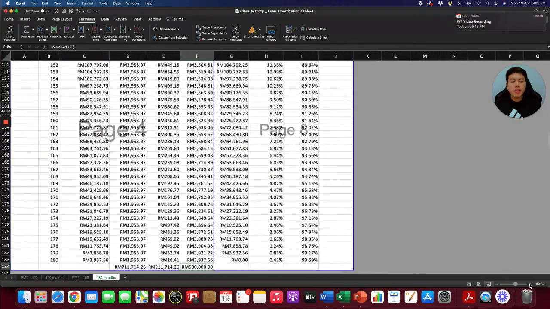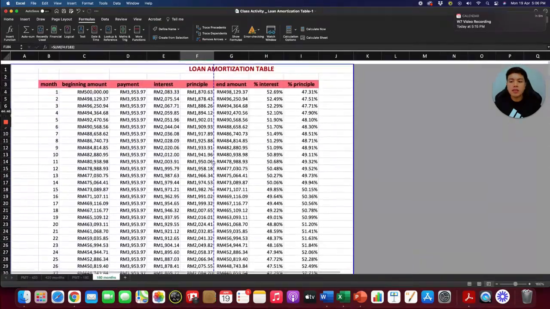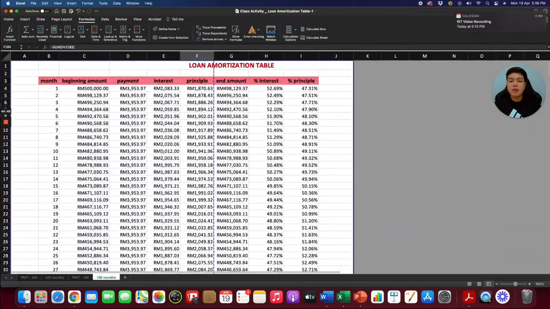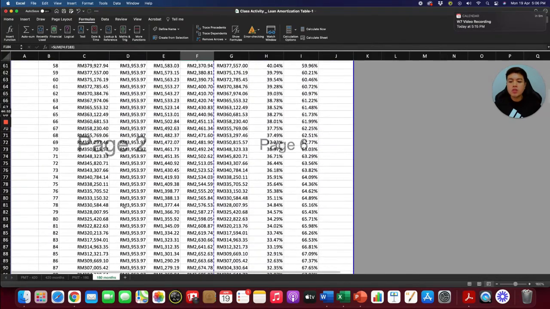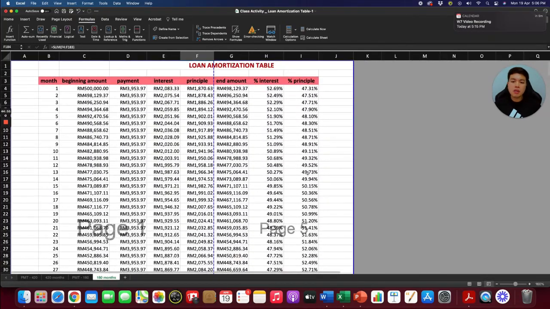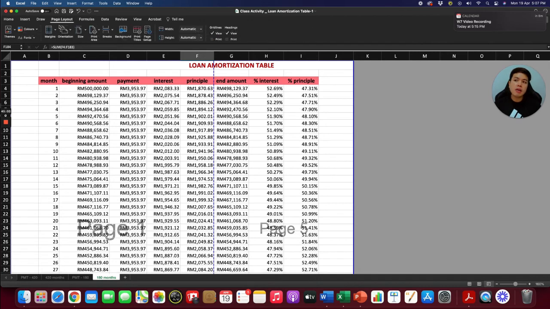If you click it, this is how your printing will be looking, okay? Page number 1, page number 2. So it is not beautiful, because you want it to be on the same page. So what you can do is actually change the layout. First thing first, layout, you can make it landscape.